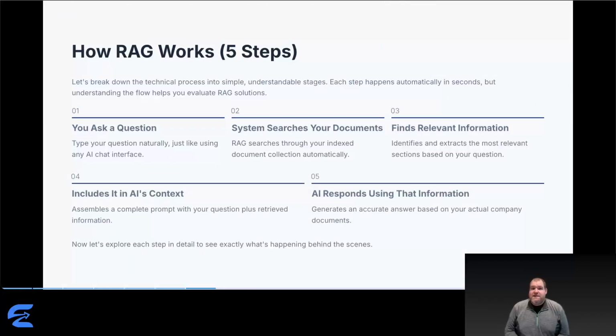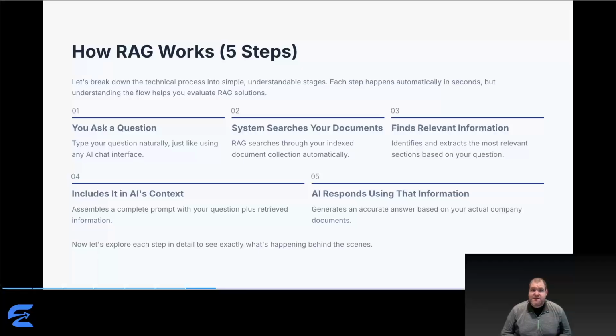All right, let's get into the mechanics. RAG works in 5 steps, and understanding this flow helps you evaluate solutions and design systems that actually work for your business. Step 1, you ask a question just like you would with any AI system. Nothing special going on here.